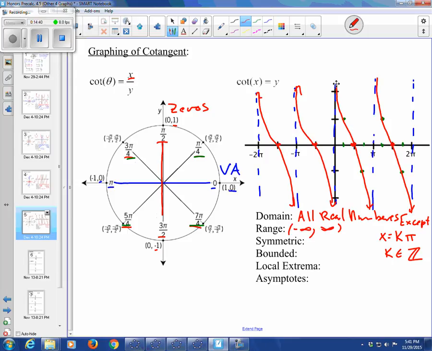Symmetric, and actually if we turn this upside down, we are going to get the same graph, so we're going to say that we're odd here. We are unbounded, so boundedness we'll just say no, and then extrema we'll say that we don't have any extrema. Right here there are no maxes and mins, no peaks and valleys, and we have vertical asymptotes at those integer increments of pi, which are holes in the domain. So that's the graph of cotan.